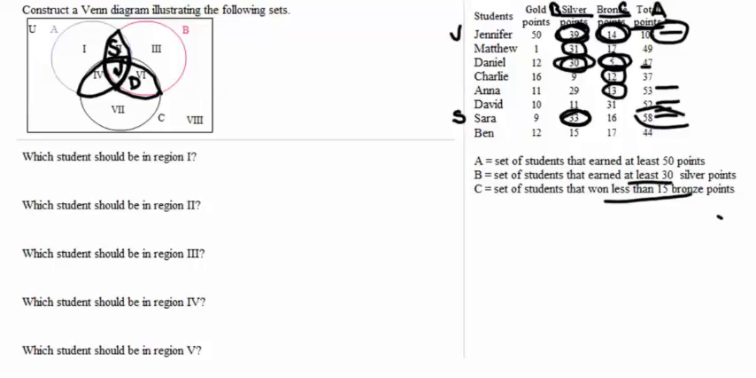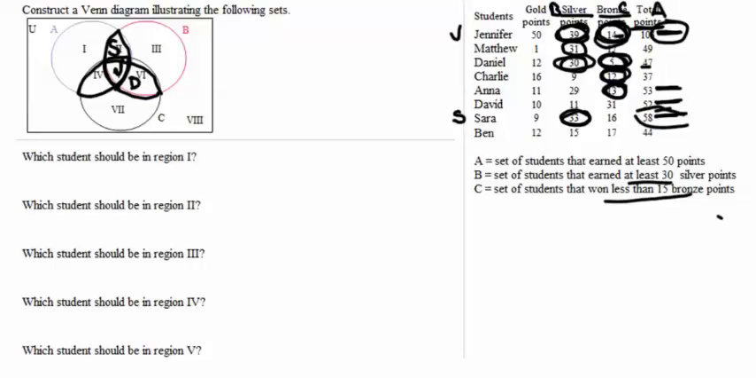So A and C. A, remember, goes by these marks, the ones that were in A. And also in C would be that column that we marked C. Those are the ones under 15 points in bronze. So are there any students that are in A and C?